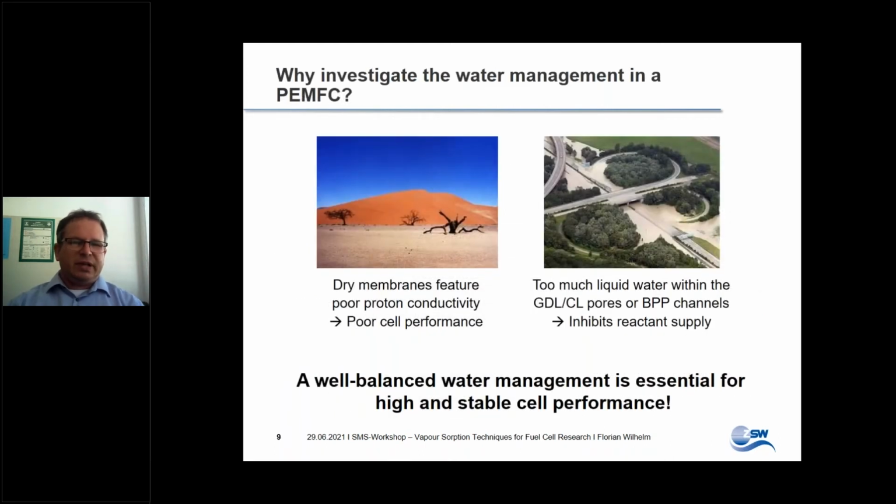So why is it important and interesting to investigate the water management in a PEM fuel cell? On one hand, if you have no water or not enough water, dry membranes just feature very poor proton conductivity. That results in a high proton conduction resistance, and this means poor cell performance in the end. On the other hand, too much liquid water within the catalyst layer or GDL pores or bipolar plate channels will block the reactant transport, and this will also lead to poor performance. So a well-balanced water management is essential for high and stable cell performance.